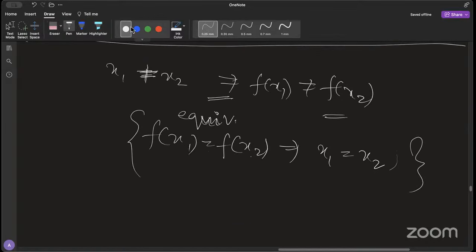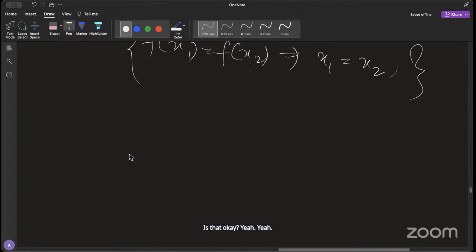Ma'am, is that okay? Yes, ma'am. I want to ask you something. Is there any main difference between a strictly increasing function and an increasing function?